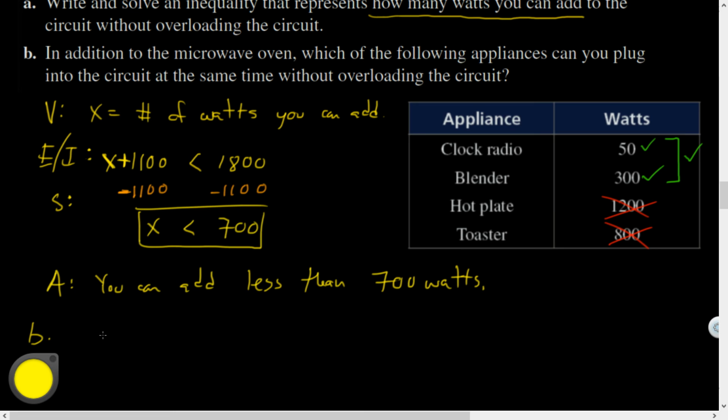So yeah, you can add the clock radio. I just wrote kluk. There, I'll turn that O into a C. The clock radio, blender, or both. Those are the only things that I can add to the circuit without overloading the circuit.